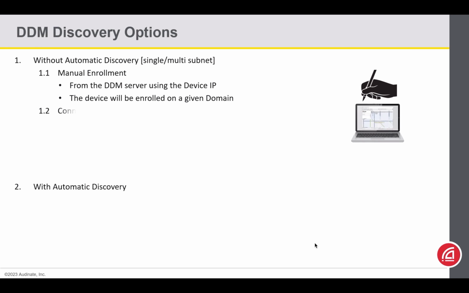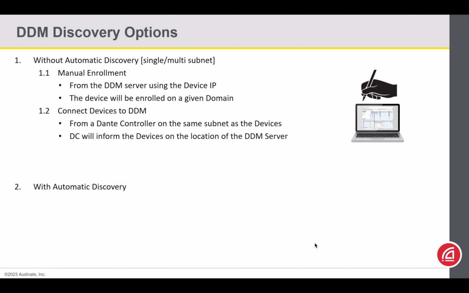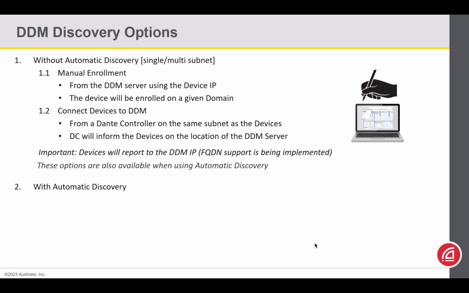The other option in manual discovery is to use Dante Controller. There is an option that says connect devices to DDM/Dante Cloud. With this option, Dante Controller tells the device where the Dante Domain Manager server is. Once this is done, the device will populate in the unmanaged devices list within DDM. A quick note is that right now with these two options, the devices will report to the DDM IP. But we are soon implementing support for an FQDN, or a fully qualified domain name. These options function even if you are implementing automatic discovery, which we will talk about next.